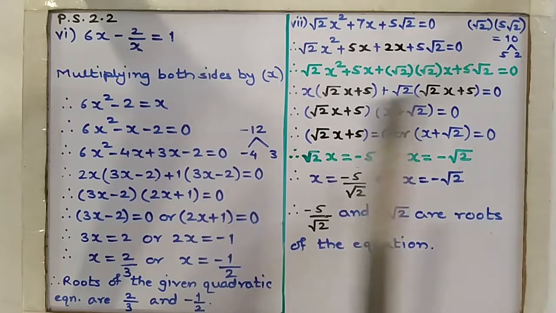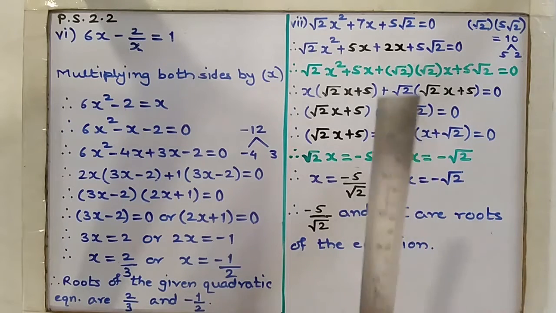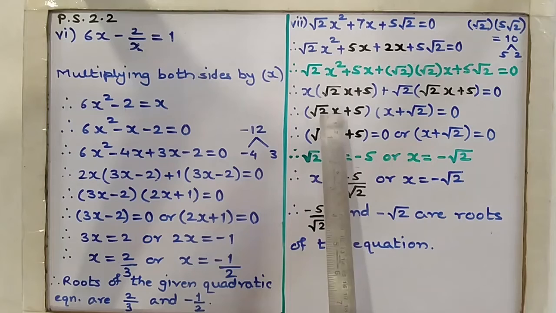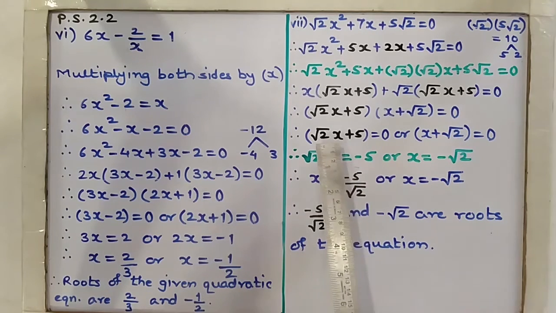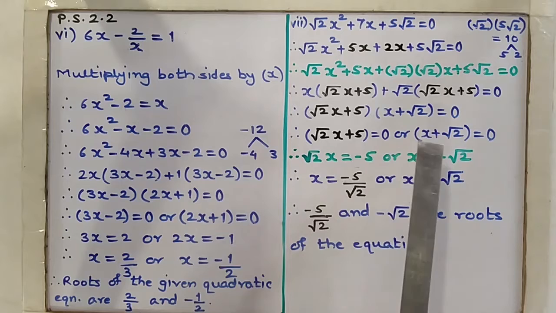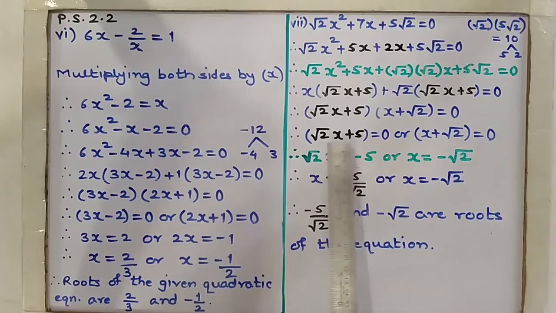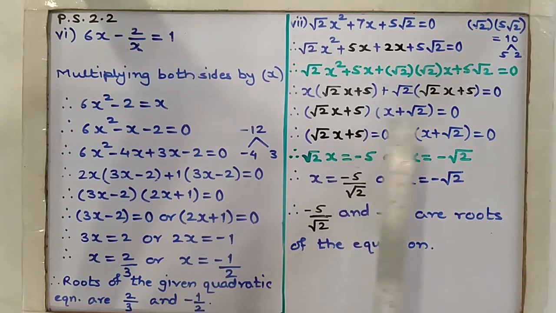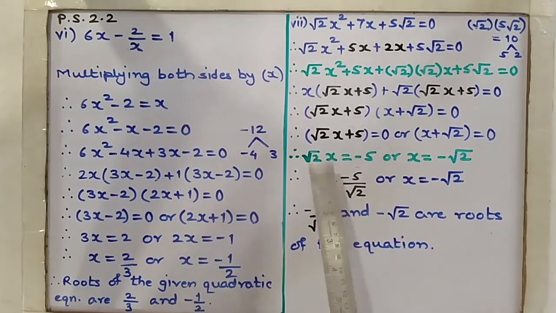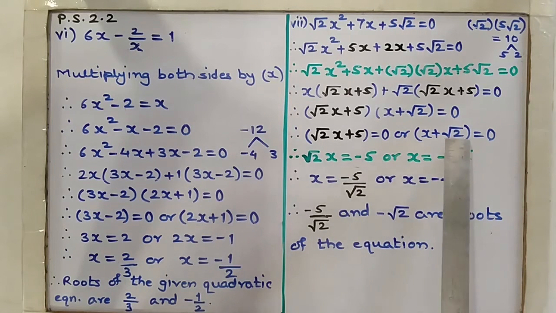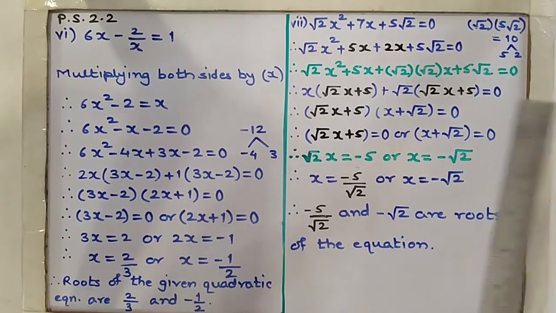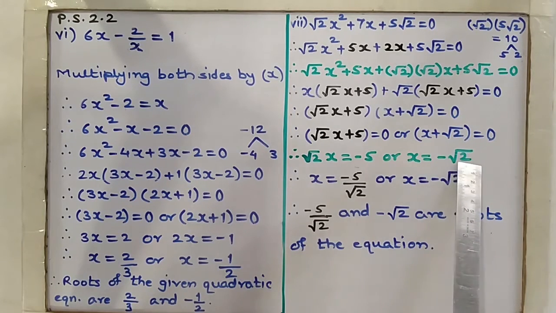Now when will the value be 0? It will be 0 when either the value of this bracket is 0 or the value of this bracket is 0. So it means that either root 2 x plus 5 equal to 0 or x plus root 2 equal to 0. Now from this we can take plus 5 on the right hand side. So over here you will get root 2 x is equal to minus 5 or plus root 2 right में चला जाएगा, and we get x is equal to minus root 2.